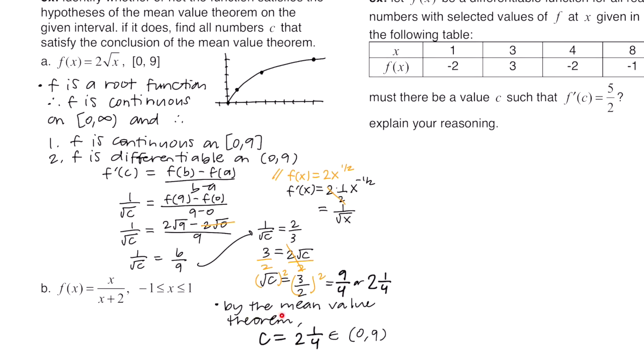And I wrote it out: by the mean value theorem, c equals 2 1/4, which is an element of the open interval from 0 to 9. And again, I just want to go back to our original diagram and look at this graphically. If we draw the secant line between the 2 endpoints, and we think of the slope of the secant line between these endpoints, and then we look on the graph at 2 1/4. If we go up to the curve and we draw a tangent line to the curve at this point, the slope of the tangent line should be equal to the slope of the secant line.